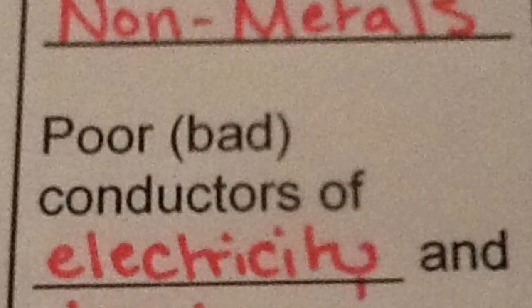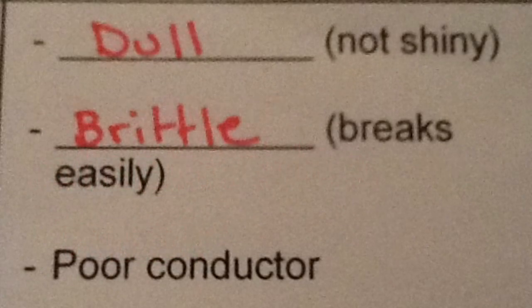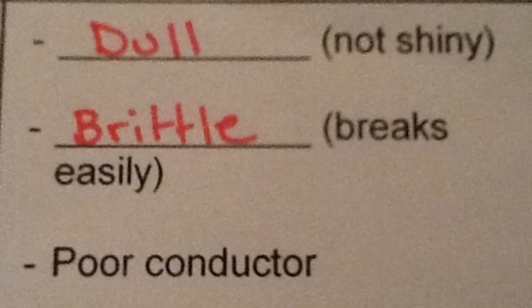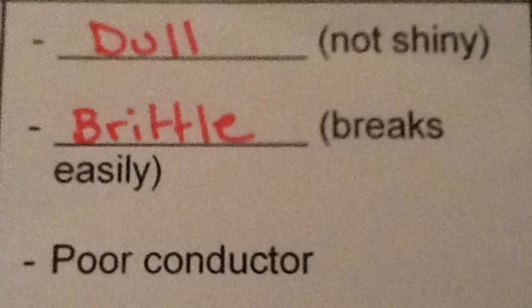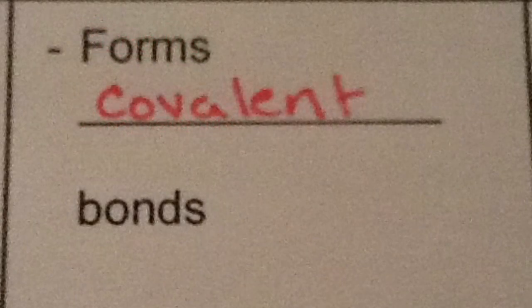Nonmetals are defined as poor conductors of electricity and heat. Their physical properties state that they are dull or not shiny. They are brittle, which means they can break easily. And once again, they are poor conductors. Their chemical property is that they are able to form covalent bonds.